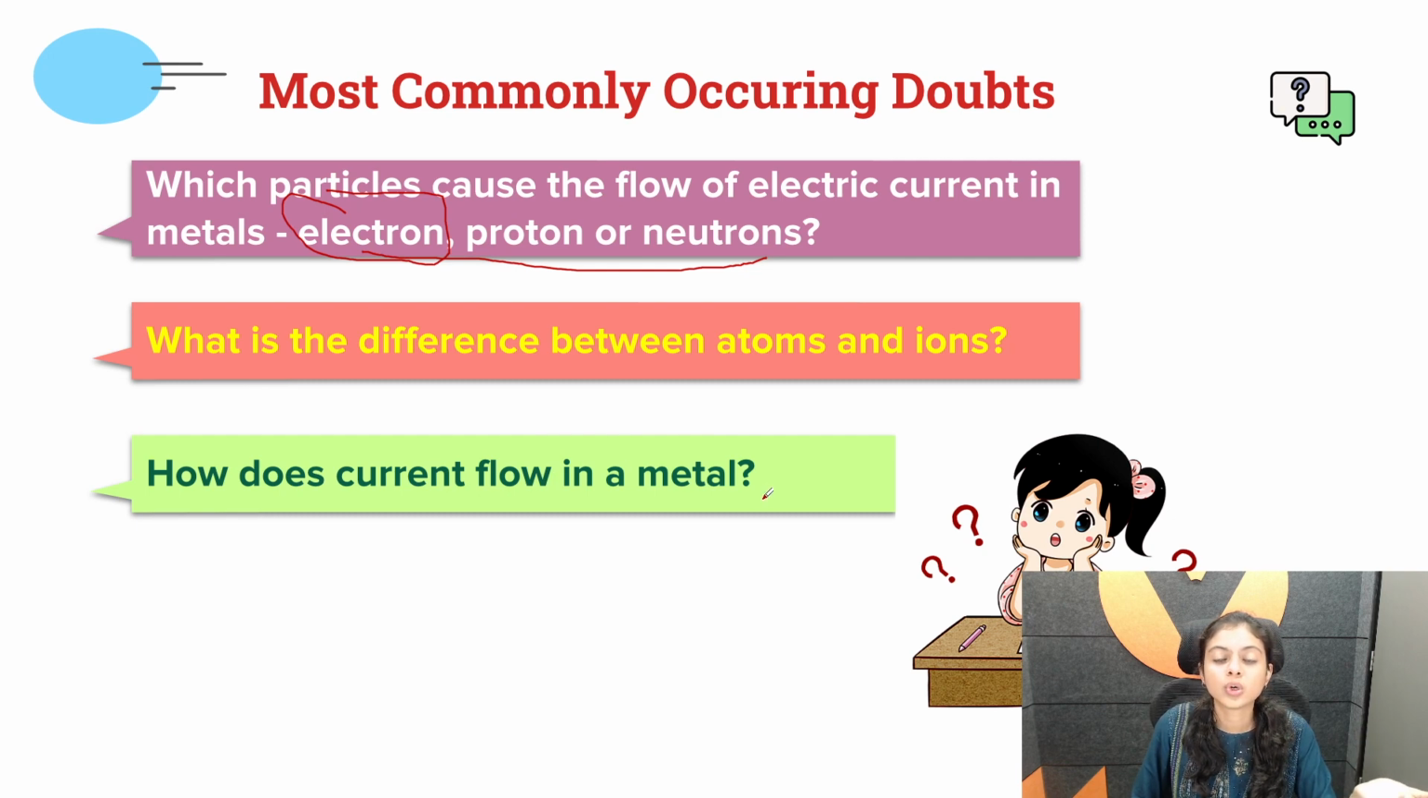How does current flow in the metal? We know this. It's because of electrons. Which electrons? Free electrons. It is because of the free electrons of the atom. Okay.